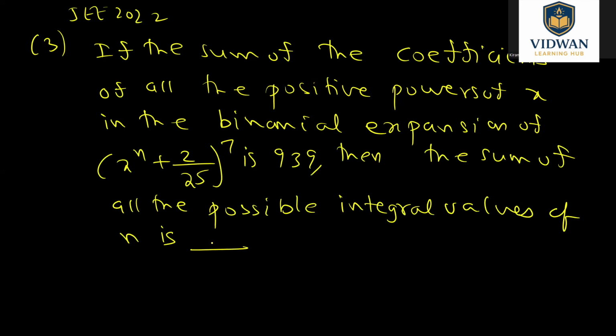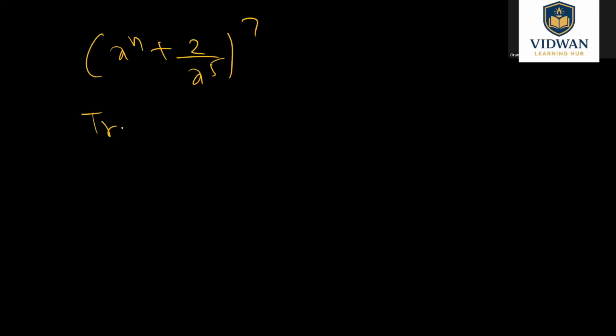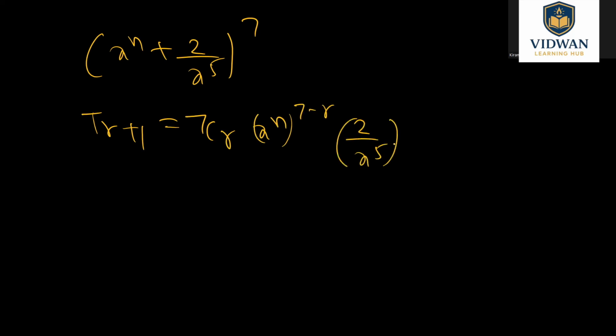So you can try this. The expansion is (x^n + 2/x^5)^7. If you write the general term T_{r+1}, it should be nCr (x^n)^(7-r) (2/x^5)^r.